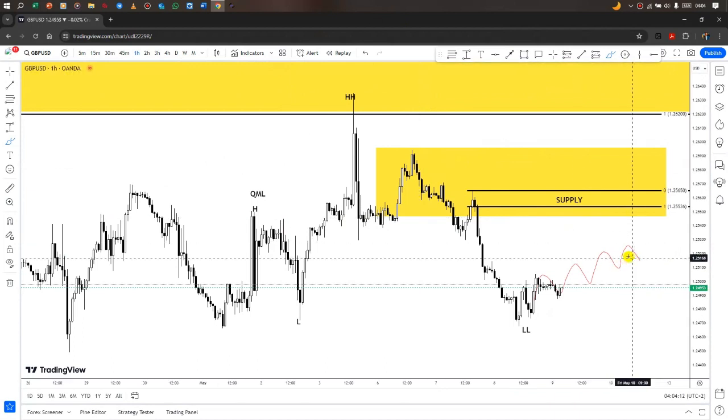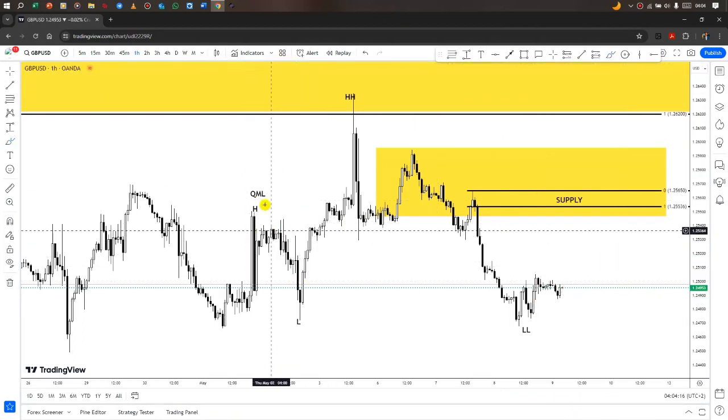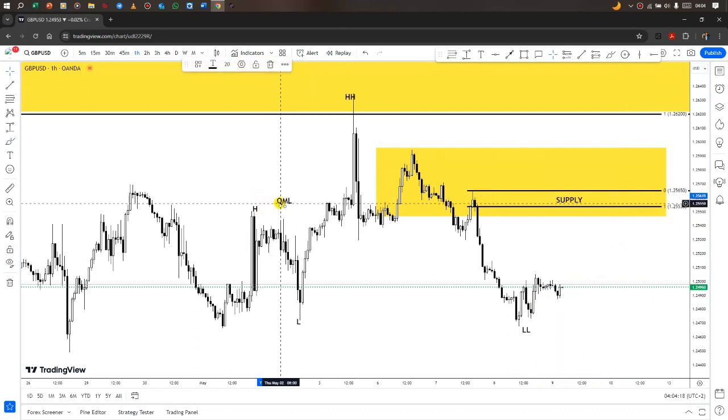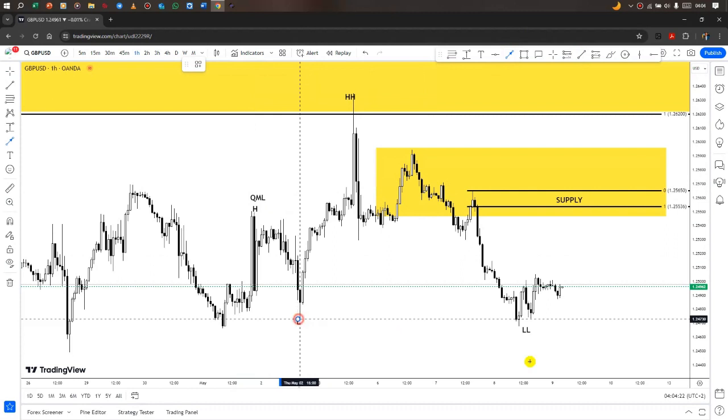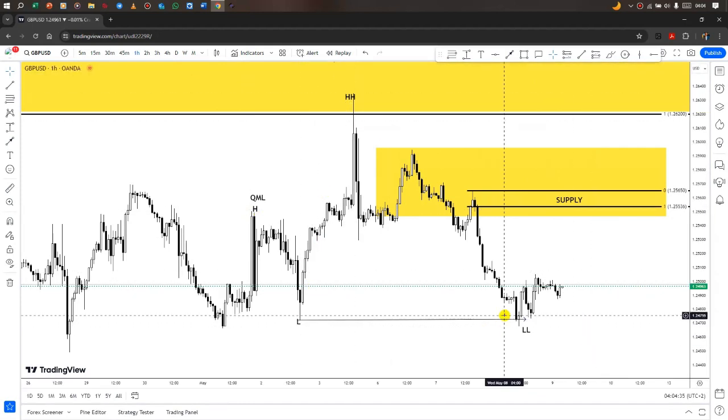As usual, these patterns repeat themselves usually. So that's our QML here. As you can see, let me confirm it for you guys. It did engulf. As you can see, it did engulf this low here. So it's a QML. It's high, higher high, low, and lower low.